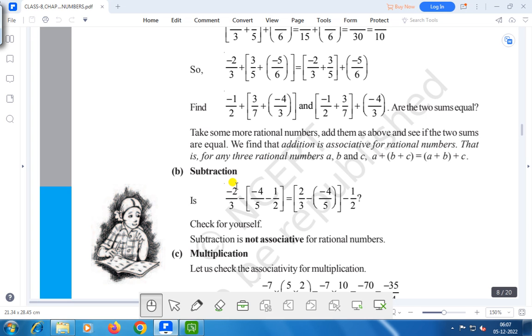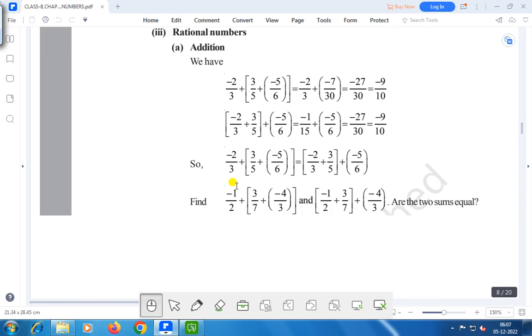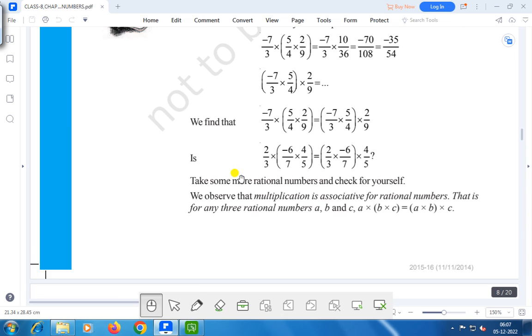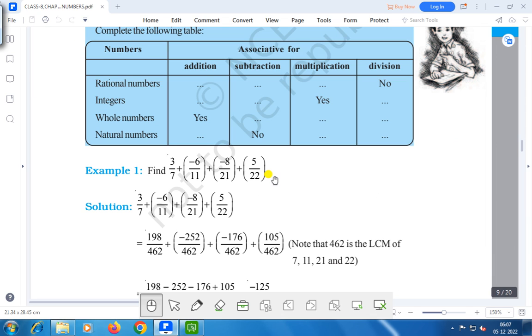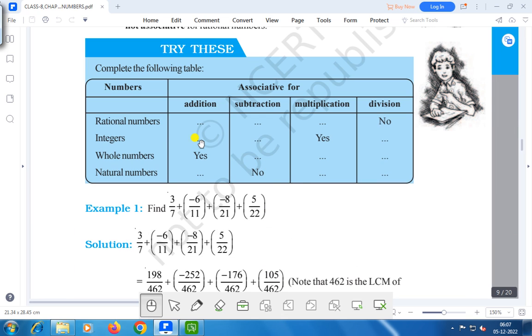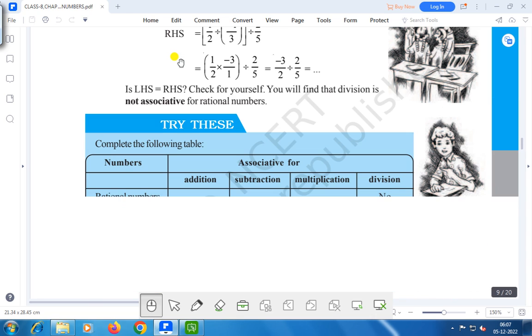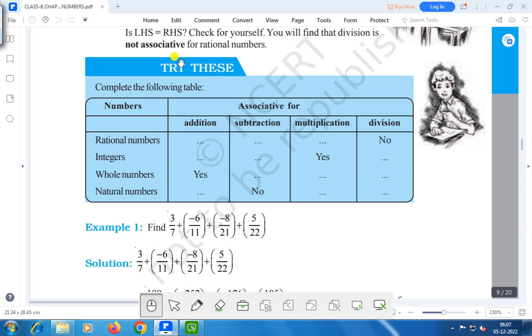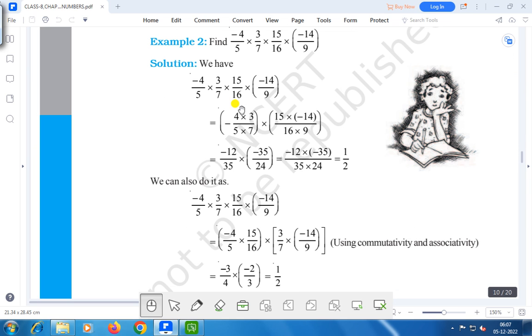Now in the case of rational numbers, you see that we have got the various factors like this. Now these are the various examples.